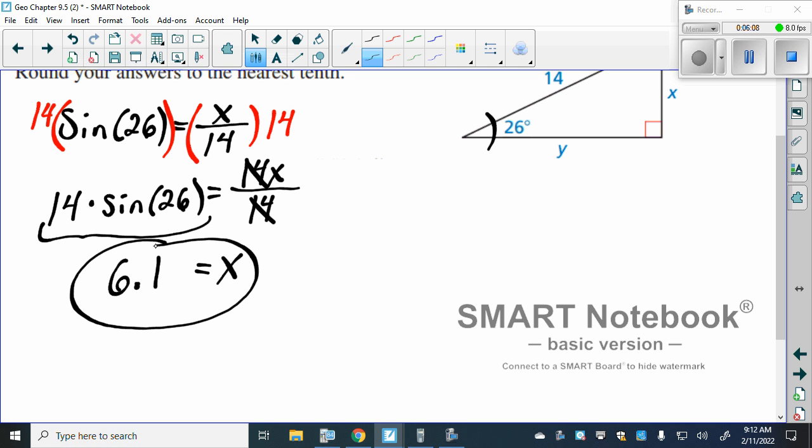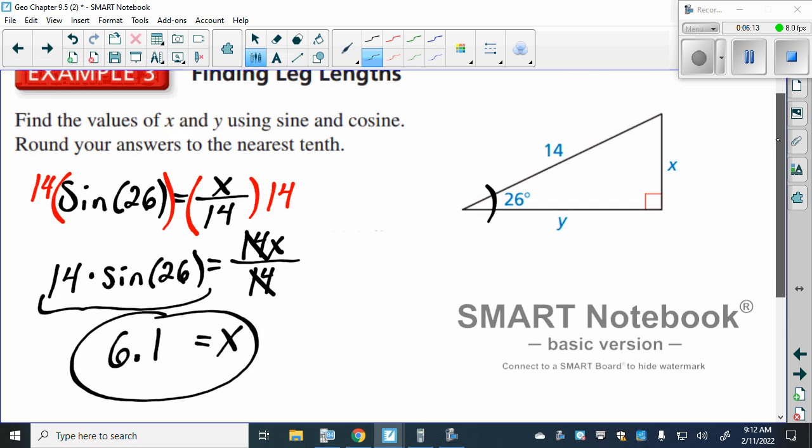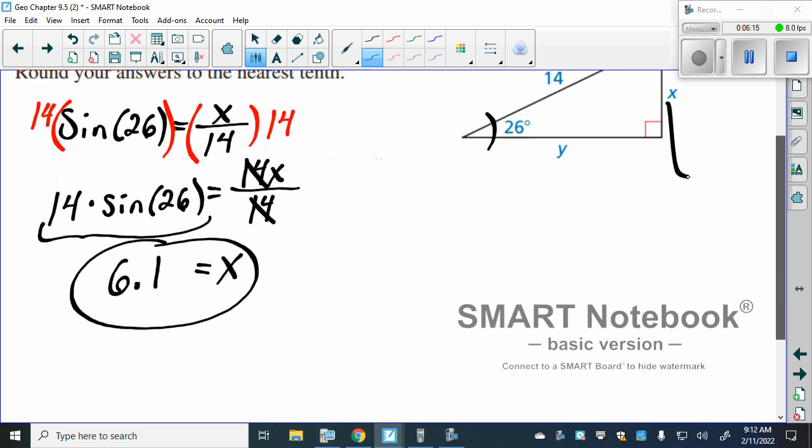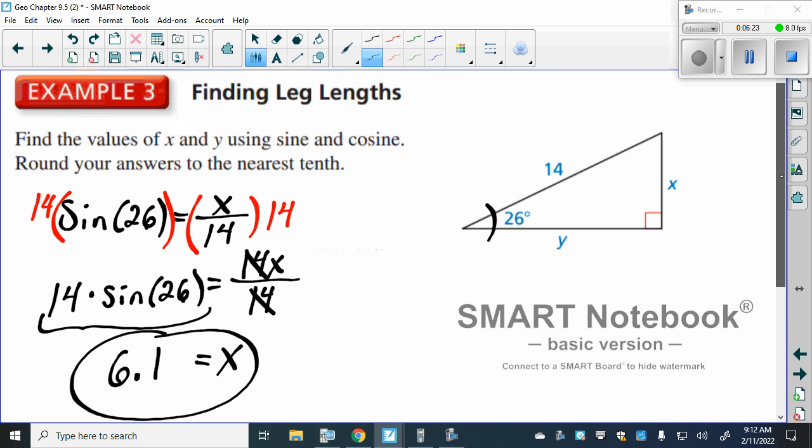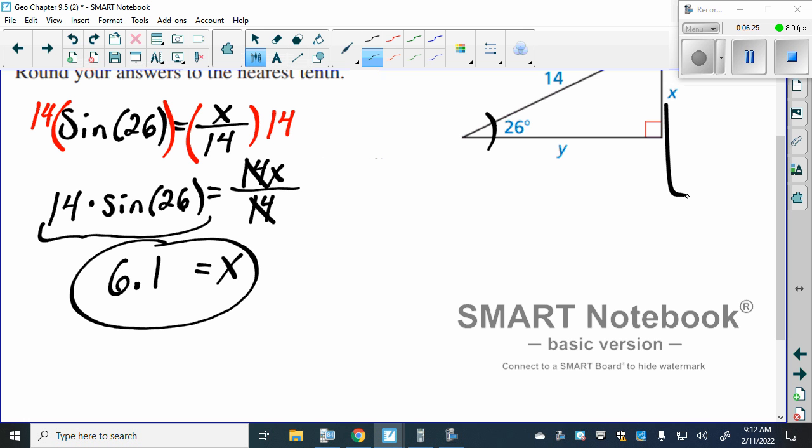And that's it. So since we're given the angle and x is the side opposite it, and the hypotenuse, well, we know we can use sine, because sine would be opposite over the hypotenuse.